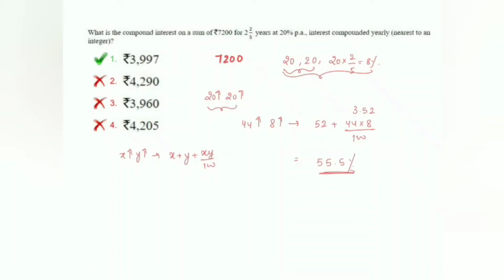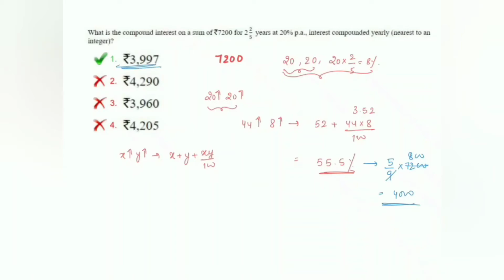So generally 55.5%. If you know this, then you can directly take it as 5 by 9. 5 by 9th of 7200 is 5 into 800, that is 4000. Closest to 4000. Which one is very close? The first one is very close.